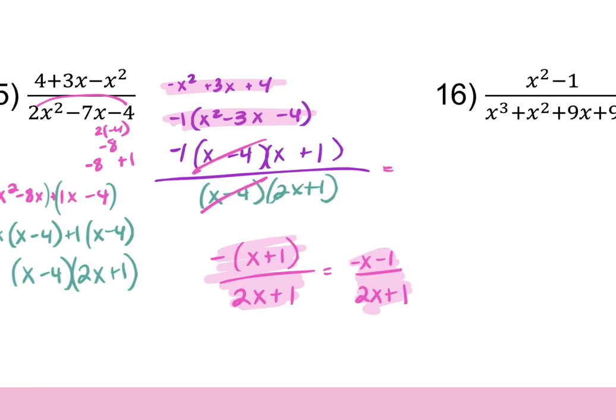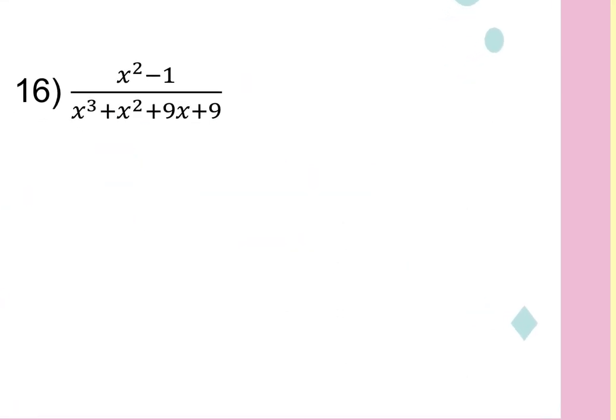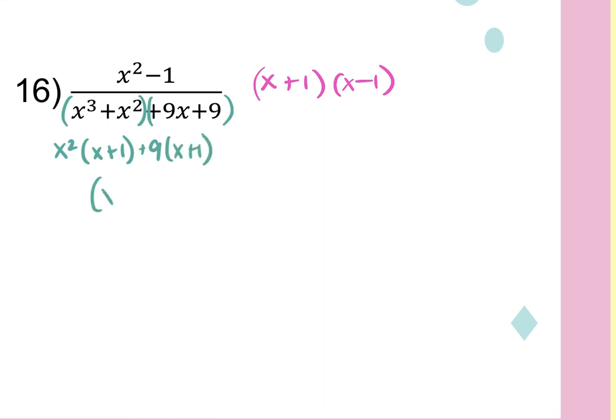Okay, and then last one. This time, what's in the top? Difference of two squares, so that's x plus 1 and x minus 1. And in the bottom, we're going to factor by grouping. I'm going to put the parentheses around these. From the first set of parentheses, I can take out an x squared, and I get x plus 1. Second set of parentheses, I can take out a 9, x plus 1. And I get x plus 1 and x squared plus 9.